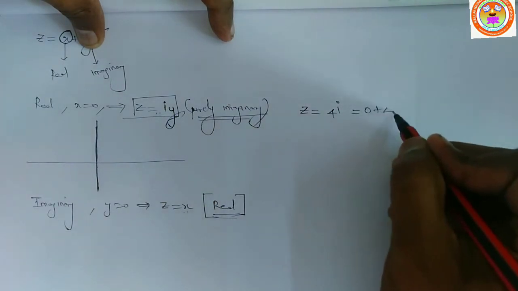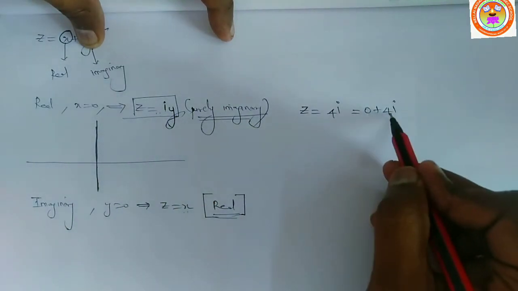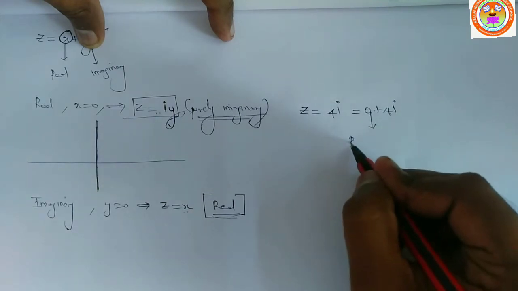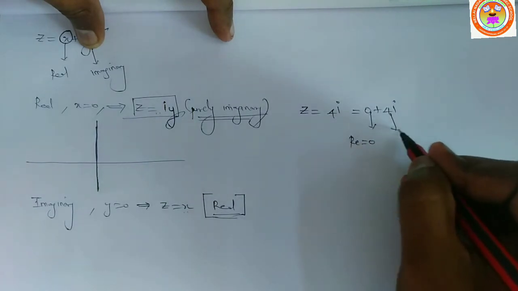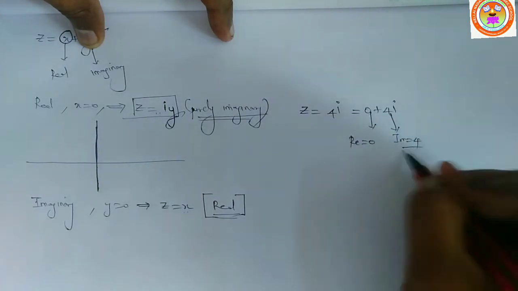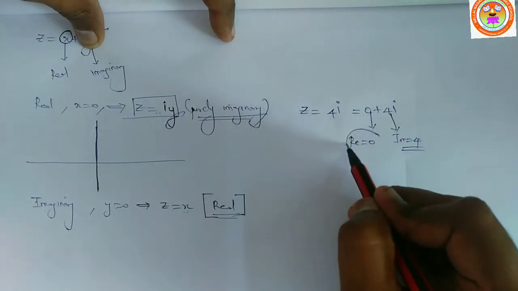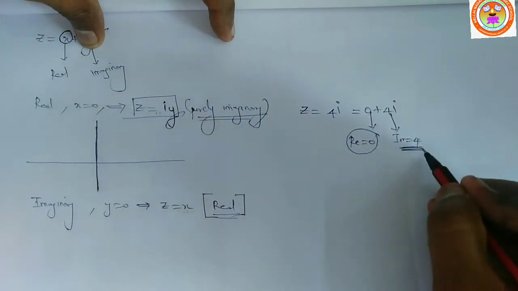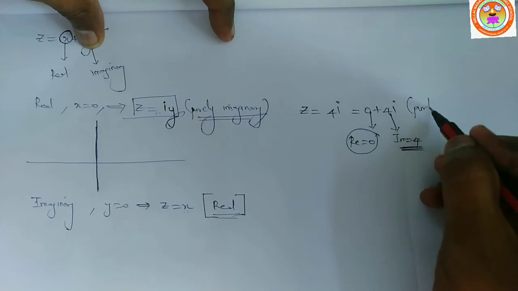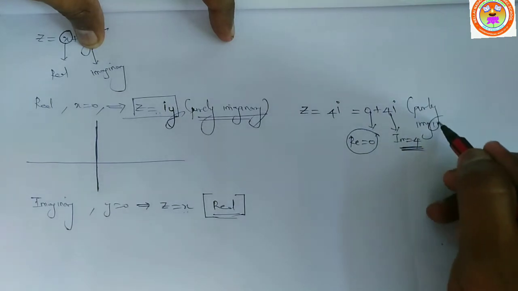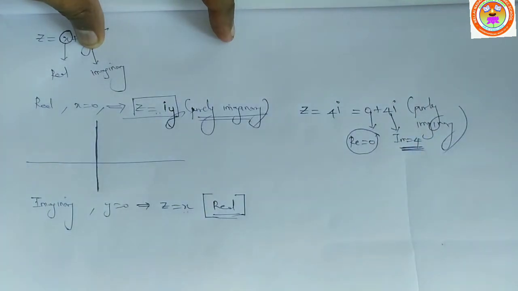I can write 0 plus 4i. What is the real part? The real part is 0 and the imaginary part is 4. So since the real part is 0, we have only the imaginary part. This is purely imaginary.